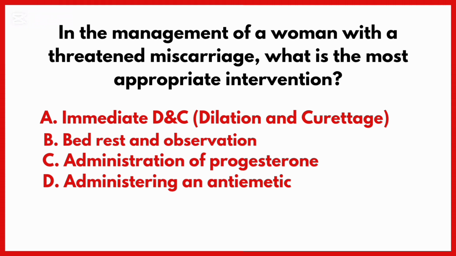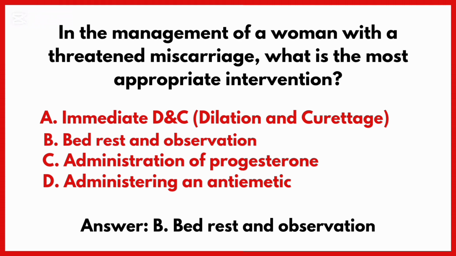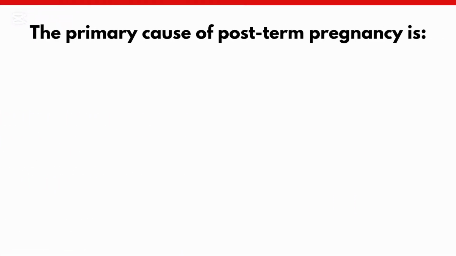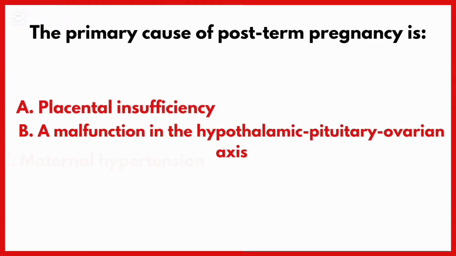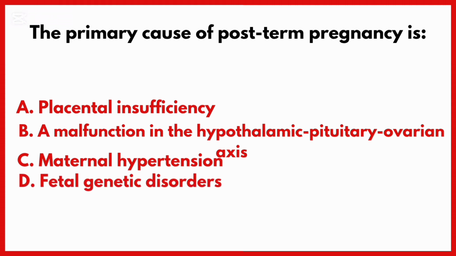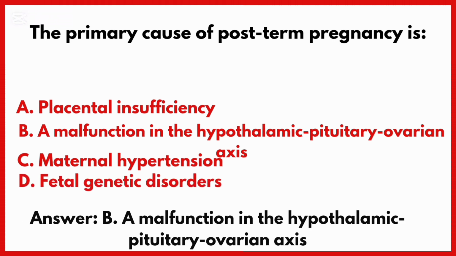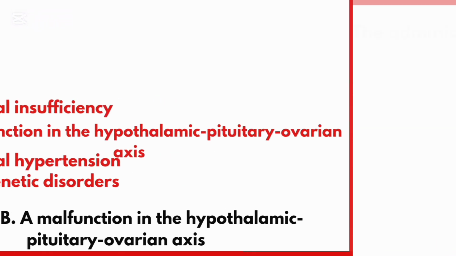Correct answer is option B, bed rest and observation. The primary cause of post-term pregnancy is. Correct answer is option B, a malfunction in the hypothalamic pituitary ovarian axis.